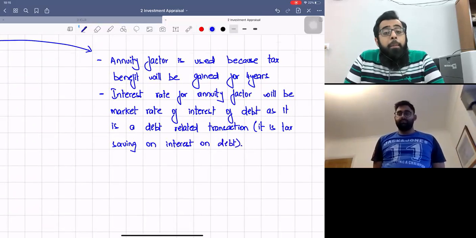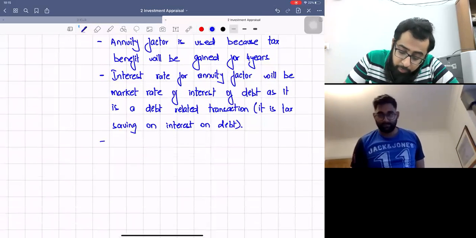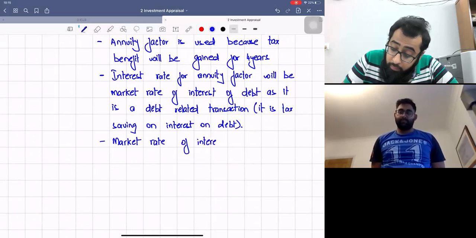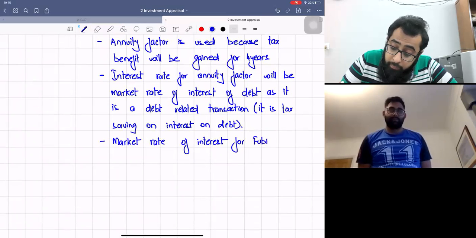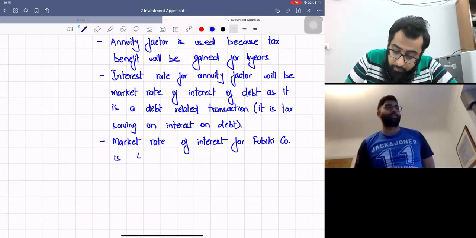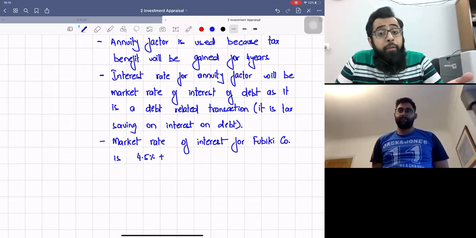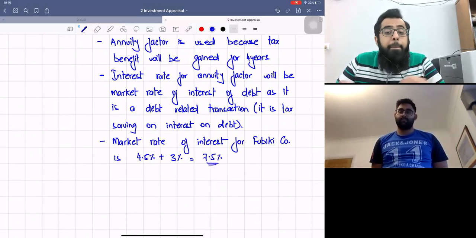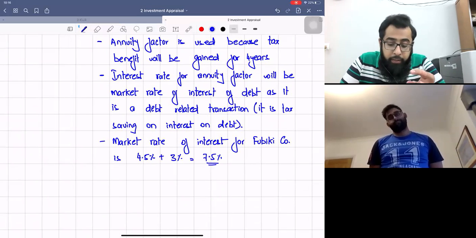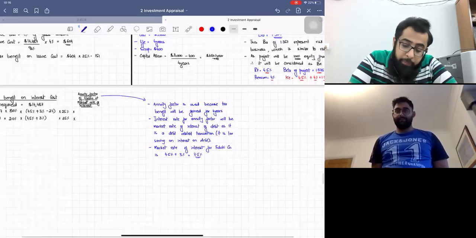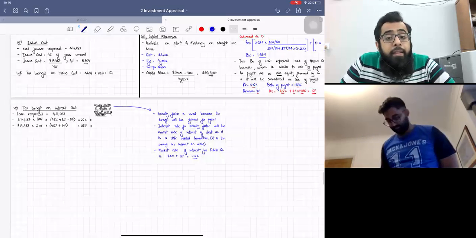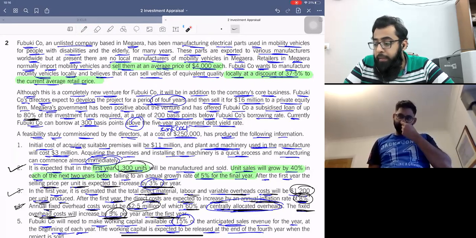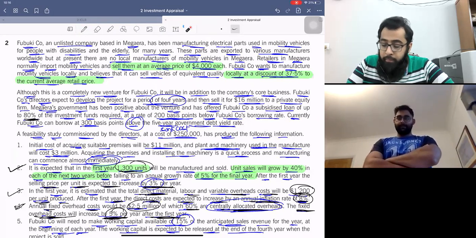Market rate of interest for Fubiki company is 7.5%. That's because they said that they offered us 200 basis points below. Now ignore the government subsidy. We need the market rate of interest. So the market rate of interest is 300 basis points above the 5-year government yield. The market rate of interest was 300 basis points above the 5-year government debt yield. Done?